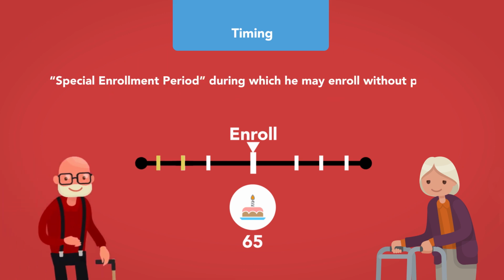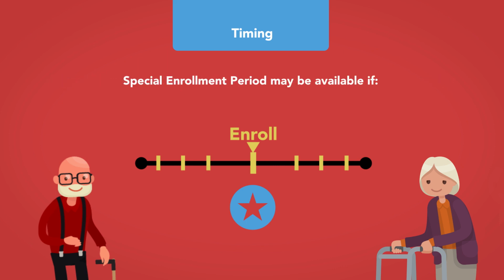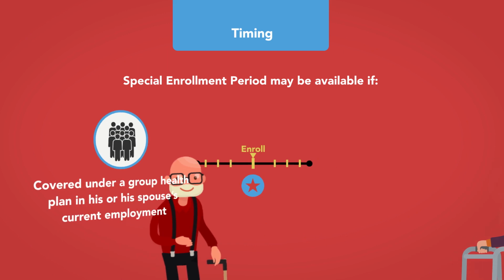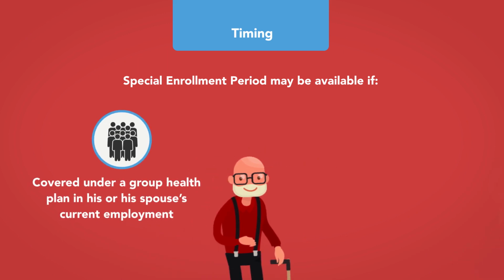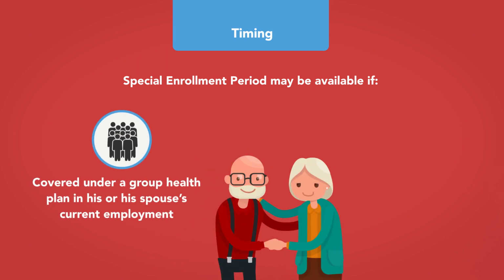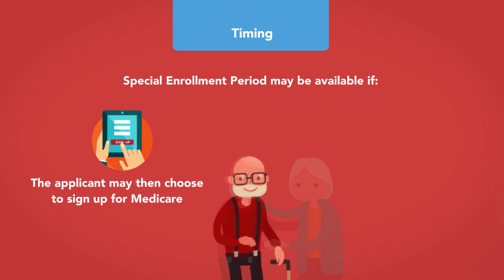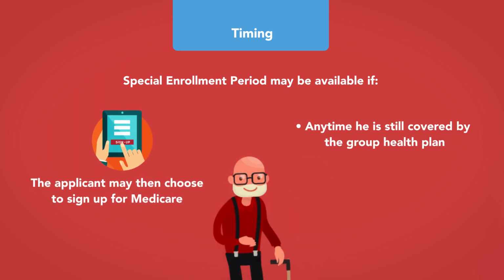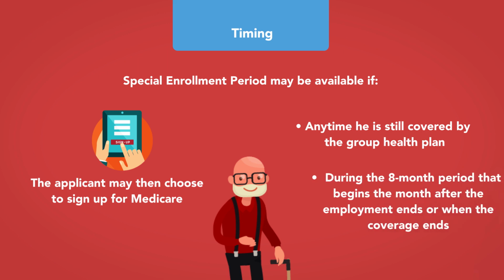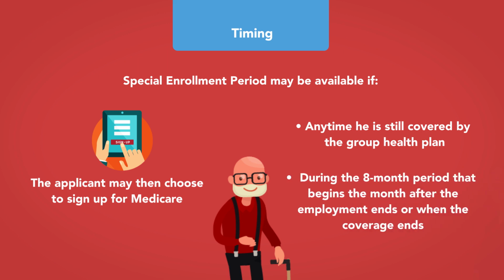However, a person may be eligible for a later special enrollment period during which he may enroll without penalty. A special enrollment period may be available if he's covered under a group health plan in his or his spouse's current employment. The applicant may then choose to sign up for Medicare anytime he's still covered by the group health plan, or during the 8-month period that begins the month after the employment ends, or when coverage ends, whichever comes first.